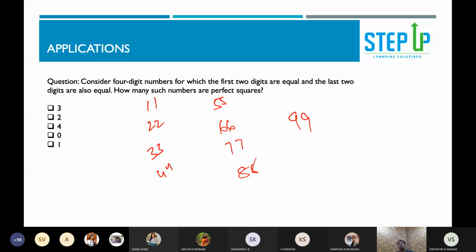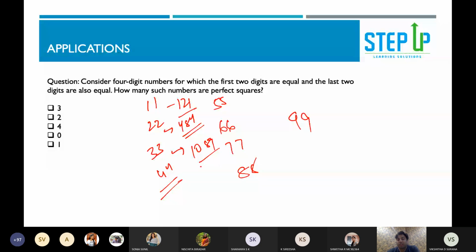I just need to find the squares of these 9 values. I don't need to find out, I just need to write the values. So 11 squared is 121. We are talking about a 4-digit number here, so it can't be there. 22 squared is 484, again not useful for me. 33 squared is 1089, again not useful for me.